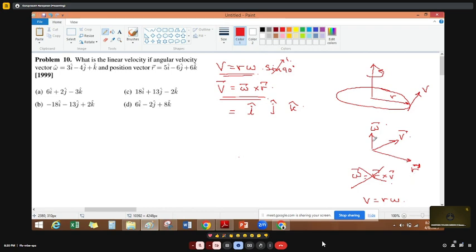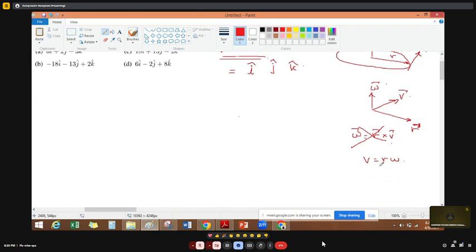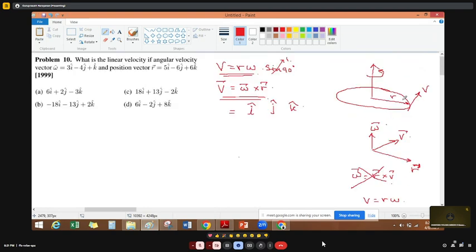That means if I put your fingers along omega and bring it to r, you will see that the thumb is pointing towards v. Does everyone understand? Is anything not clear? So only when you do omega cross r, you will get v. Put your fingers along omega and fold it towards r, and you will see that the thumb is pointing towards v. So it's omega cross r, you have to remember.